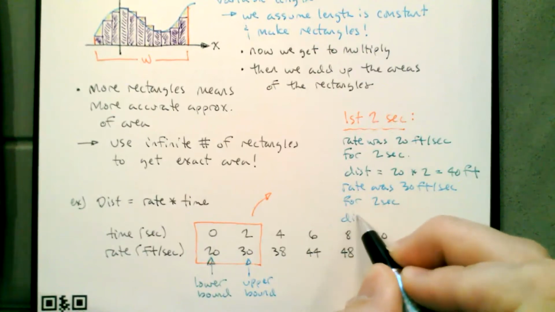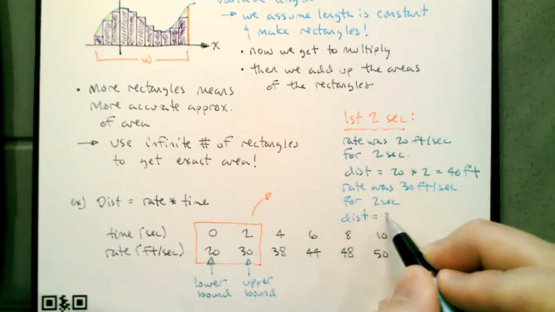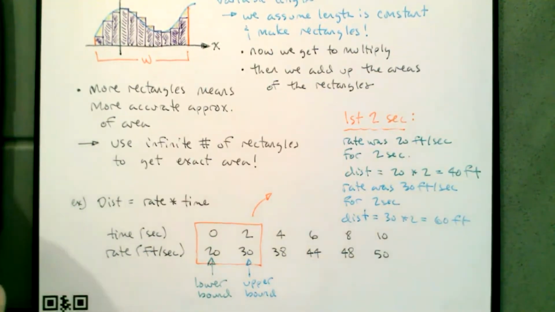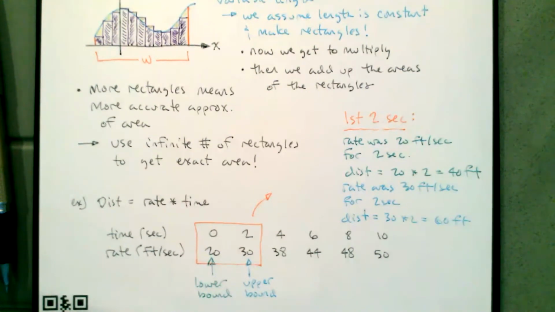So that distance will be 30 times 2, or 60 feet. And we'll say that the distance for that first 2 seconds is somewhere between 40 and 60 feet. Now, if something weird happens in the data, like at 1 second, it was at 100 feet per second, and then it dropped back down to 30, all sneaky like, and I don't tell you that, I'm just cheating. So we just have to take the data that we have. We don't get to speculate as to what might have happened, because that's called making stuff up.